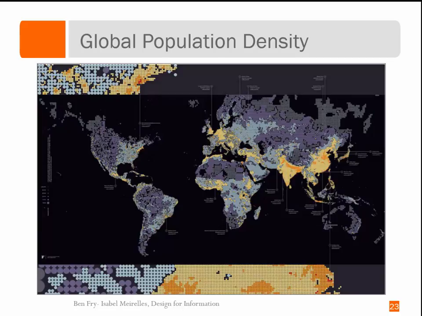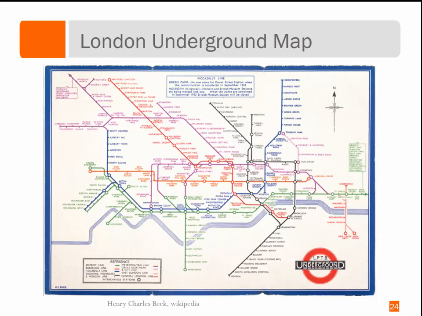So now let's take a look at probably the most famous, or one of the most famous maps in history. This is the Beck map of the London Underground, developed by Henry Charles Beck. And this map is very unique in that it was constructed in a different way than what most geographic maps are constructed. Now, as we take a look at it, we can see some physical features of London.